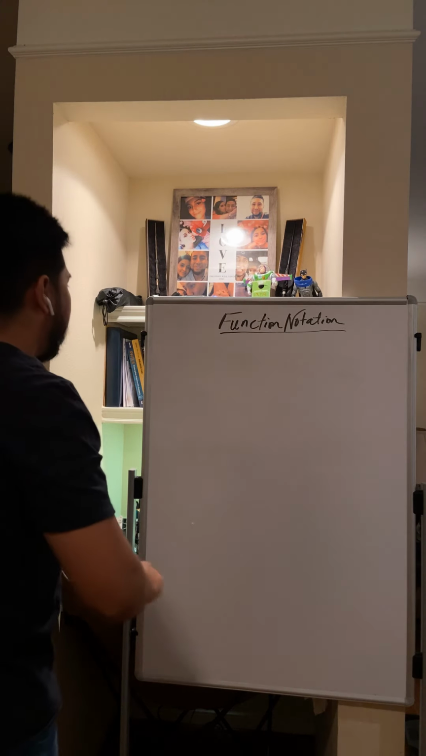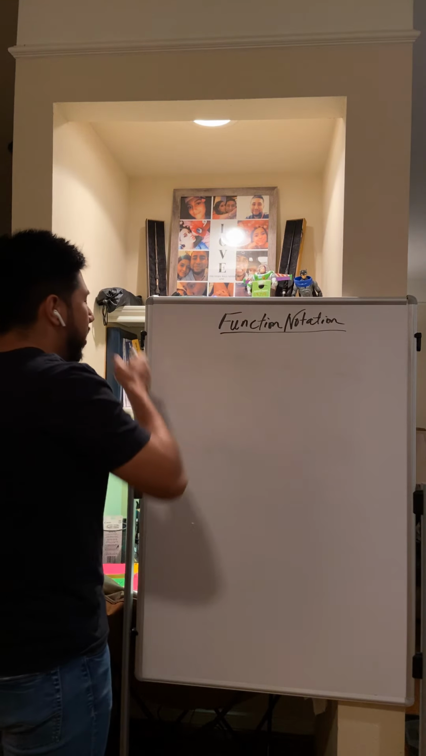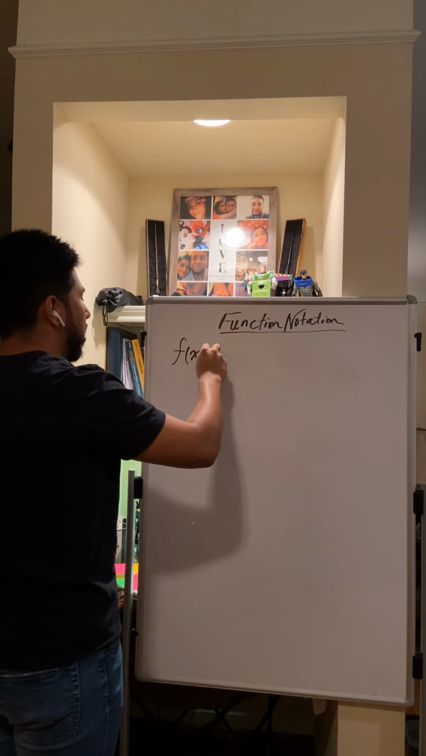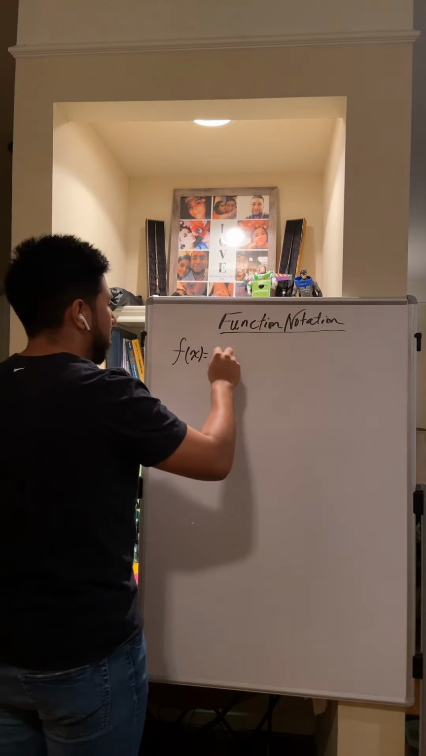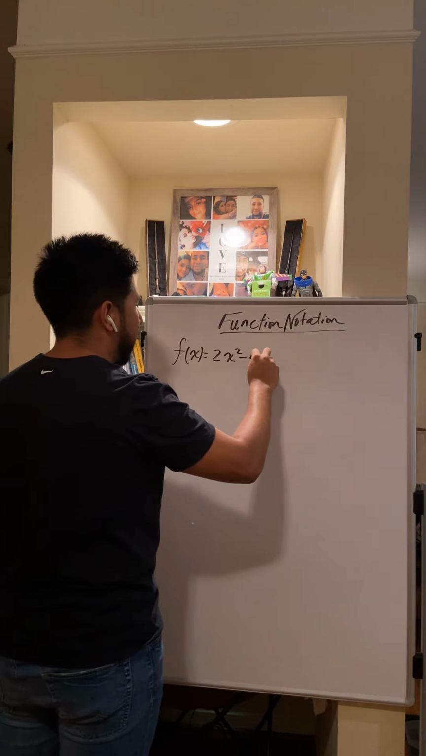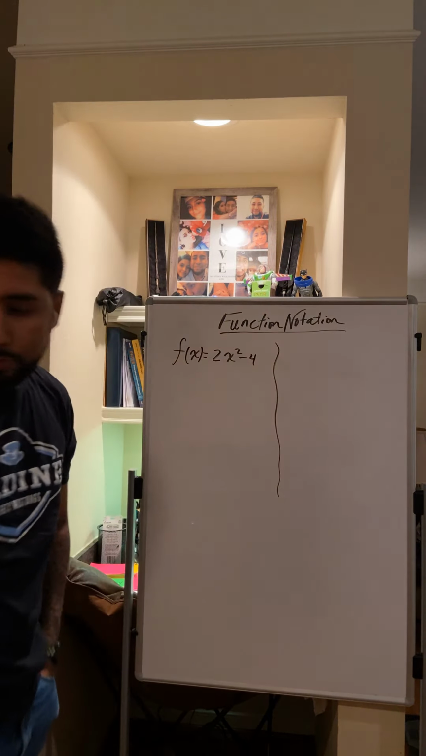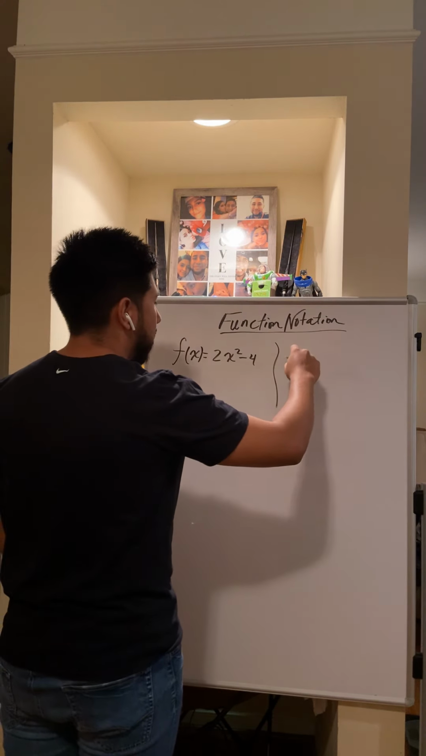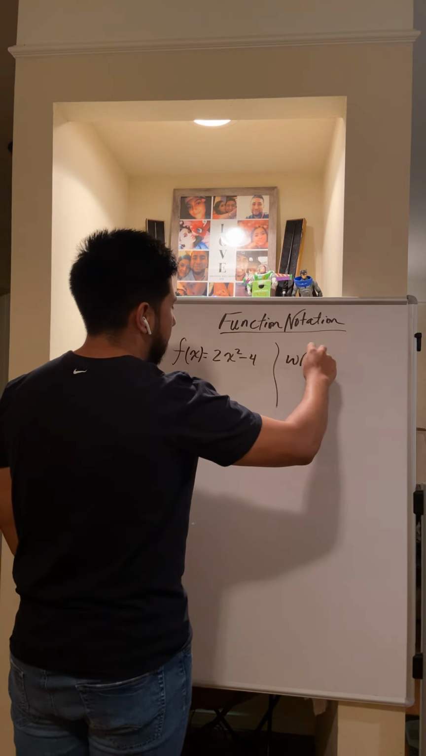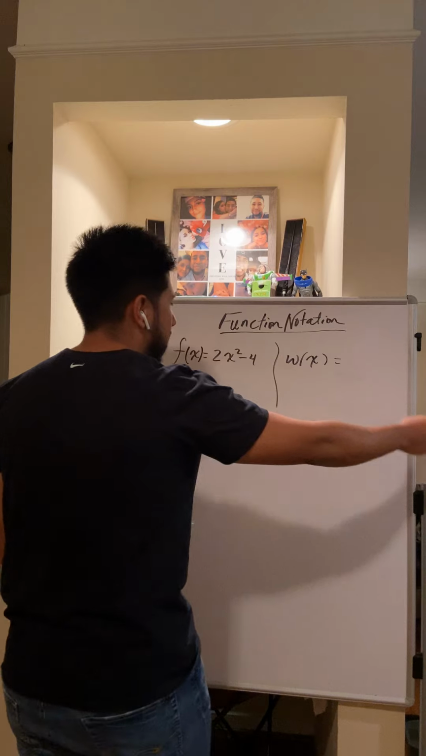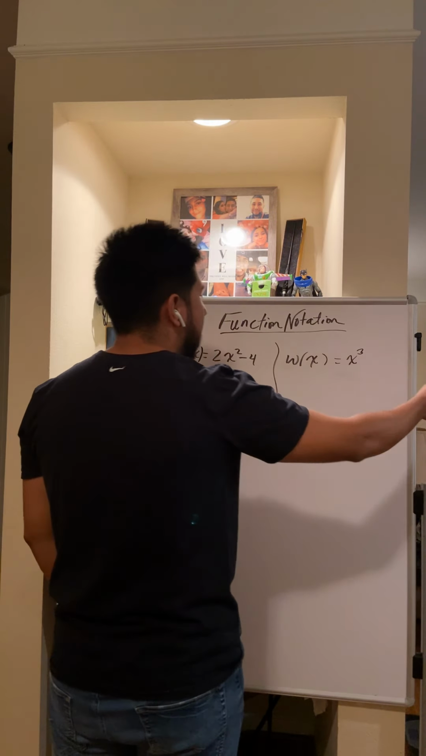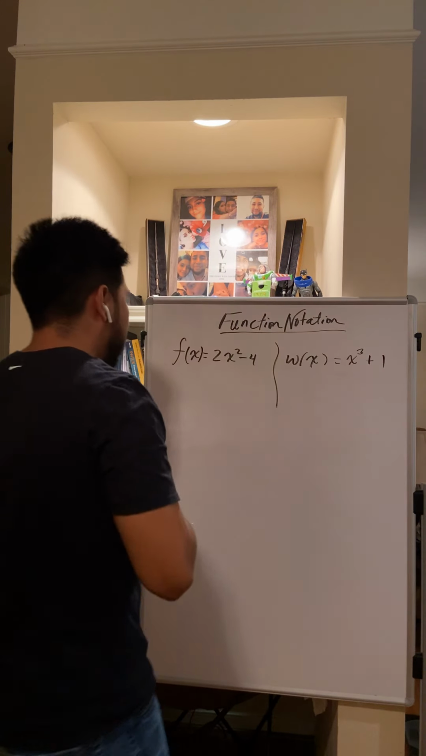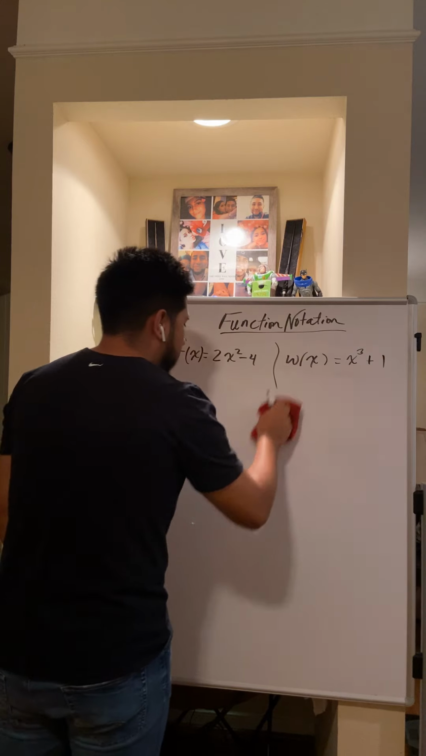Let's do one more example. This is going to be a 2-part type of deal. Watch. F of x equals 2x squared minus 4. Let's do another one. W of x equals x to the cubed, x to the third, plus 1. Now, why am I giving you two problems? Check it out.